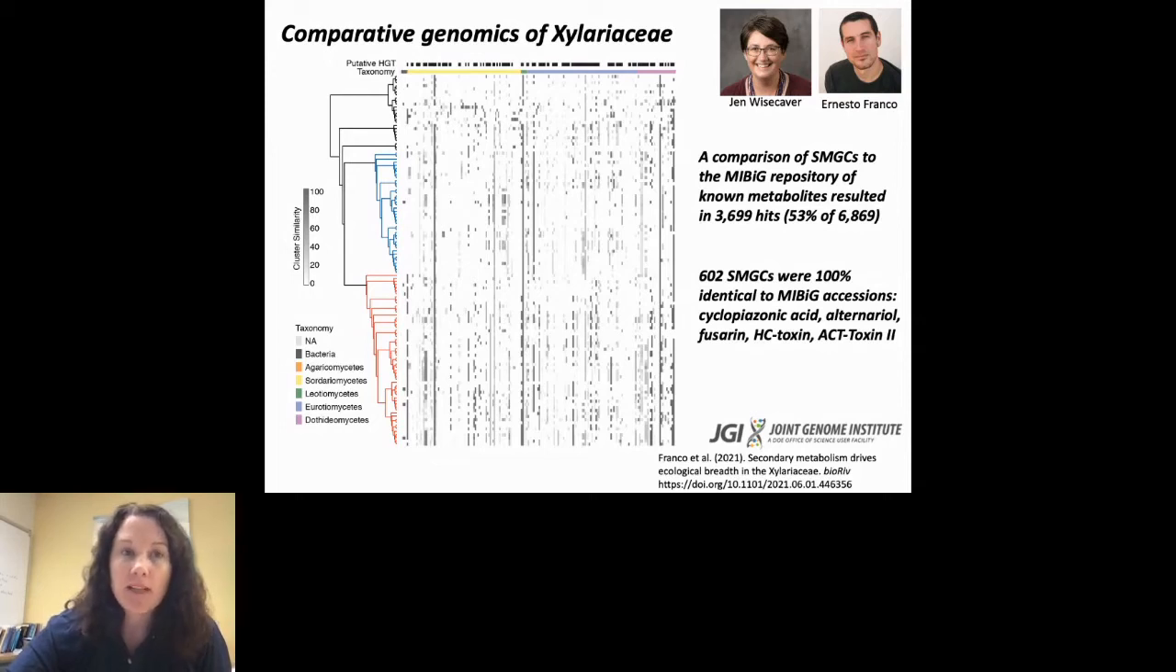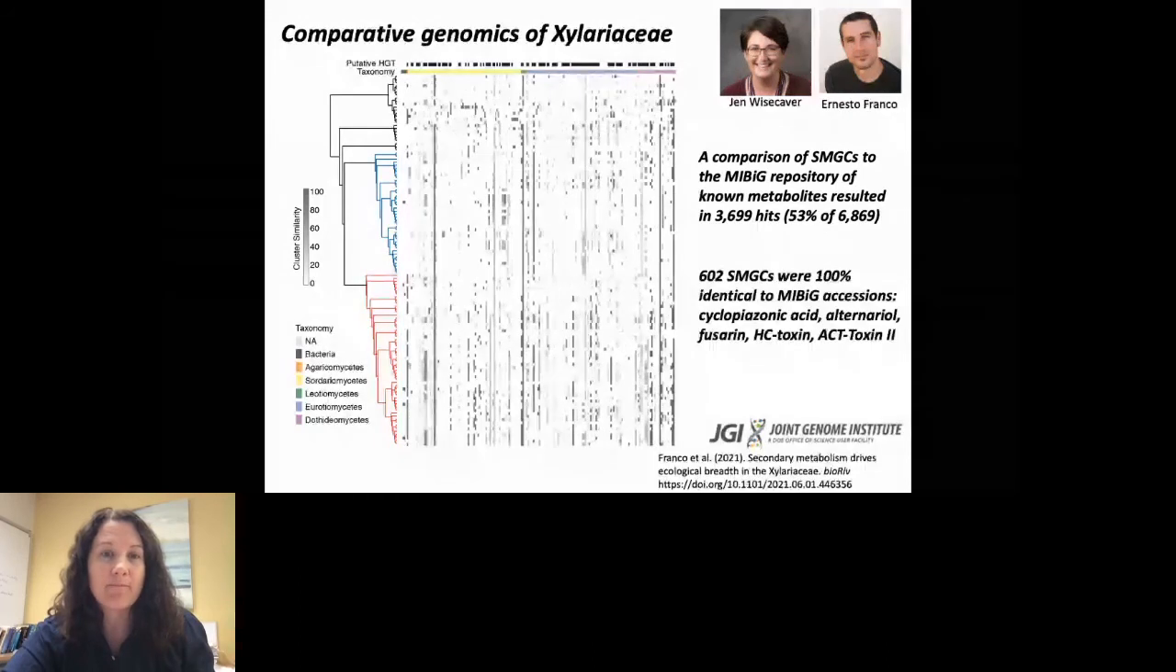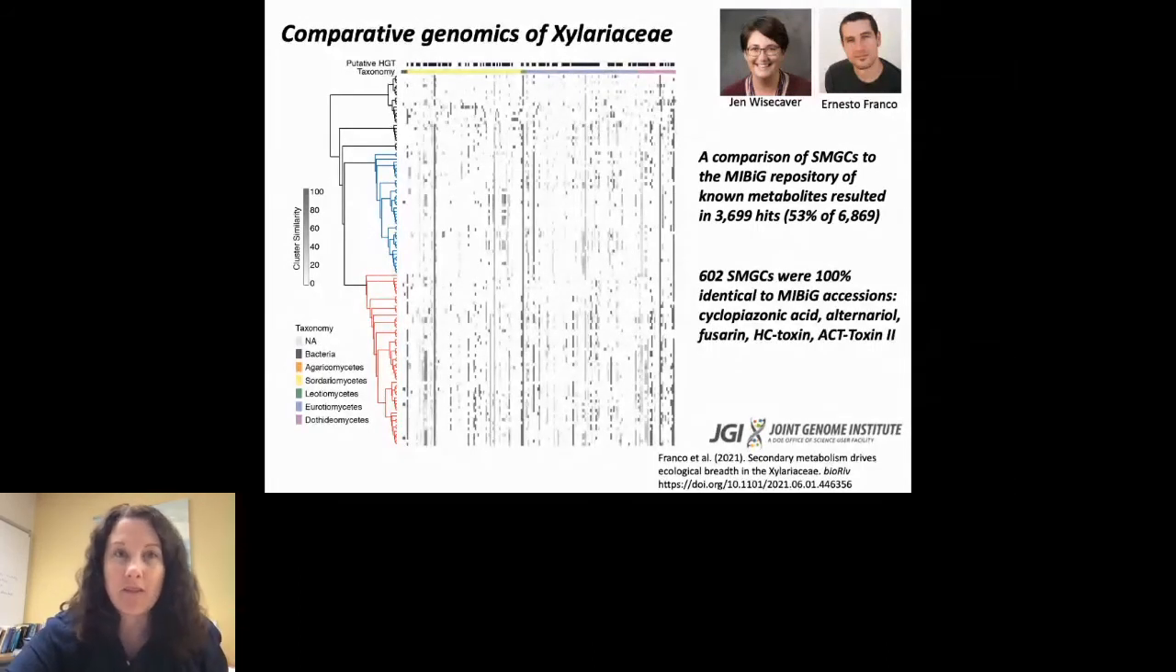Then Jen performed another analysis that showed that a high number of these clusters are predicted to contain genes that may have been horizontally transferred. You can see that the little black marks at the top are hits that have a gene that is putatively horizontally transferred. The 100% similarity of some of these accessions is consistent with horizontal gene transfer of these clusters. It's just difficult to detect with phylogenomic methods because of the close relatedness of these fungi.